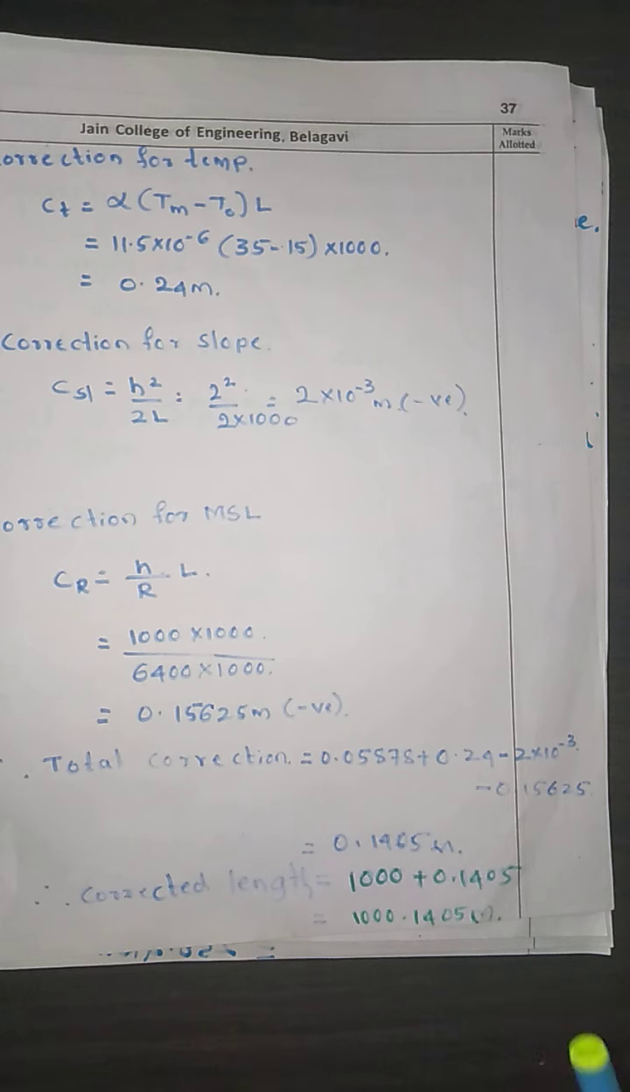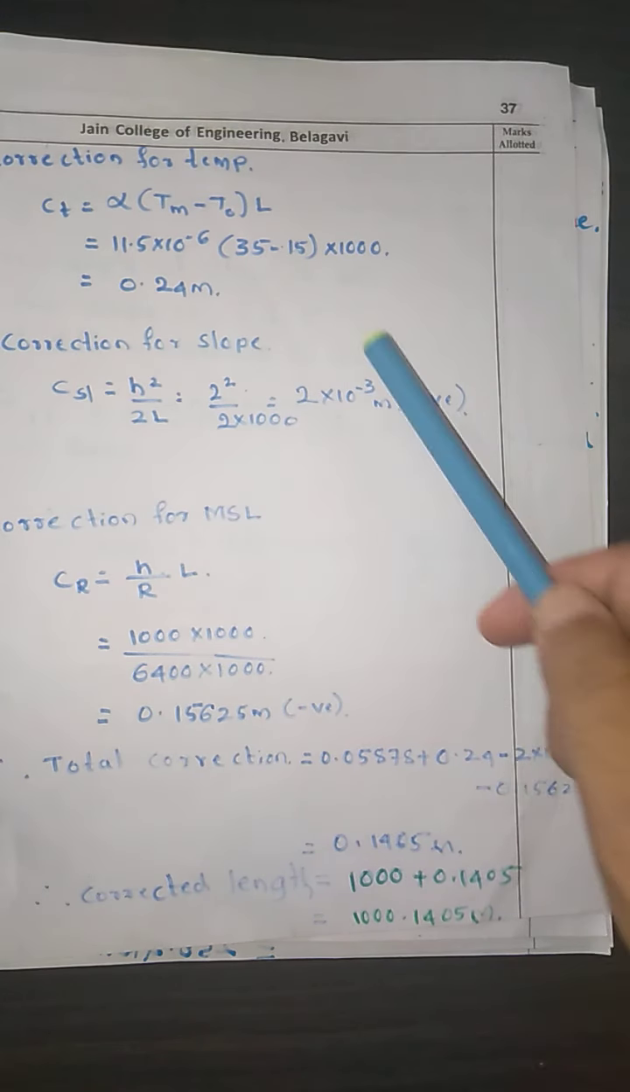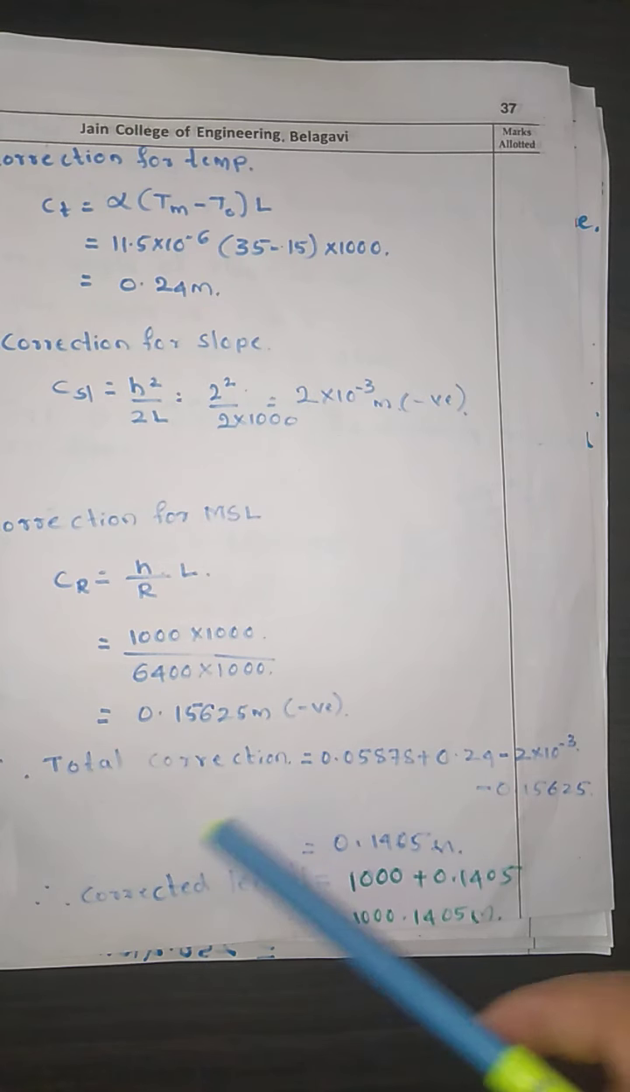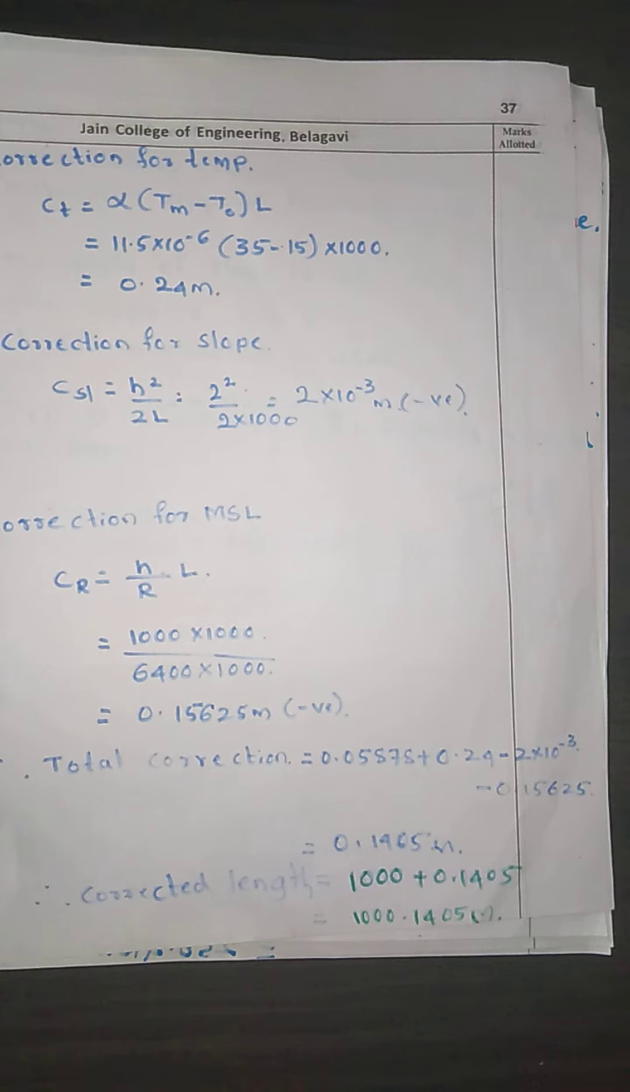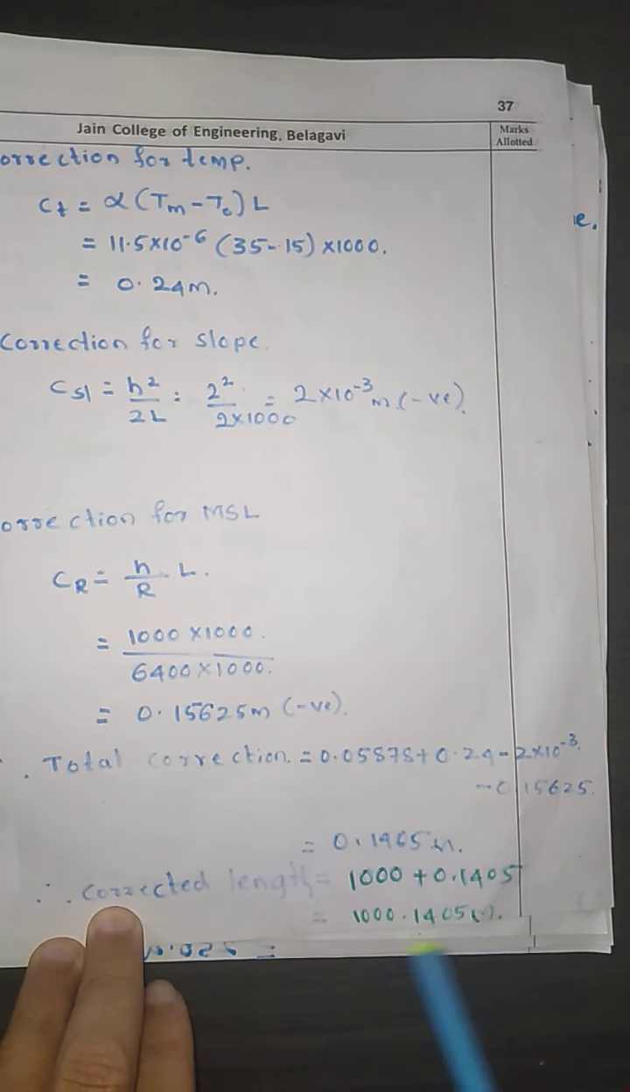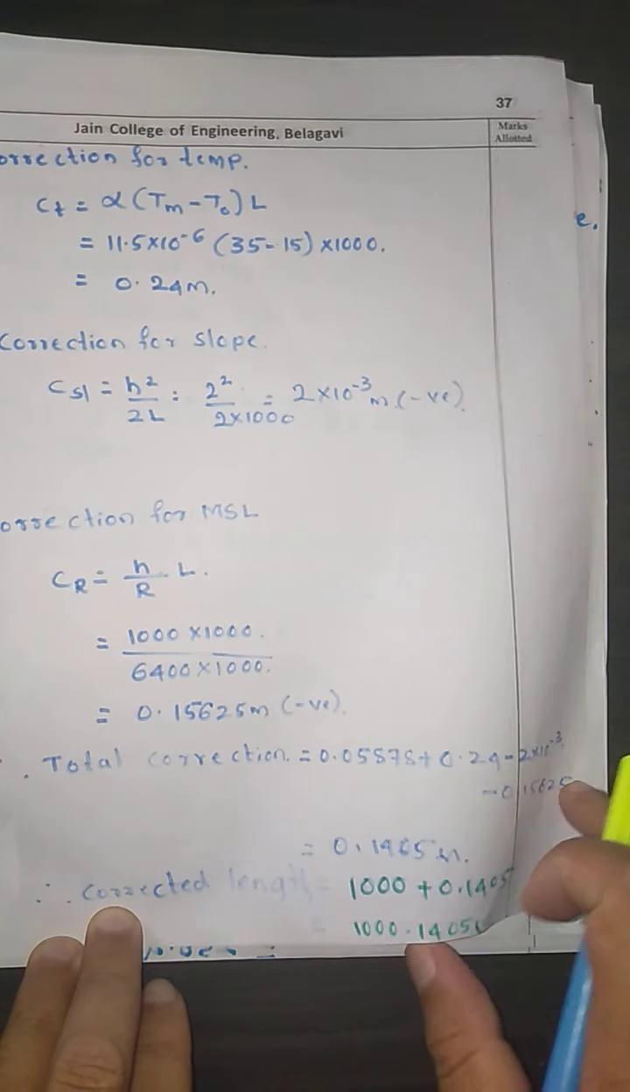So the total correction is 0.05878 plus 0.24 minus 2 into 10 to the power minus 3, and then again the correction for MSL is negative, so minus 0.15625. So the total correction is 0.1405. The corrected length is positive, so it is 1000 plus 0.1405. The corrected answer is 1000.1405.